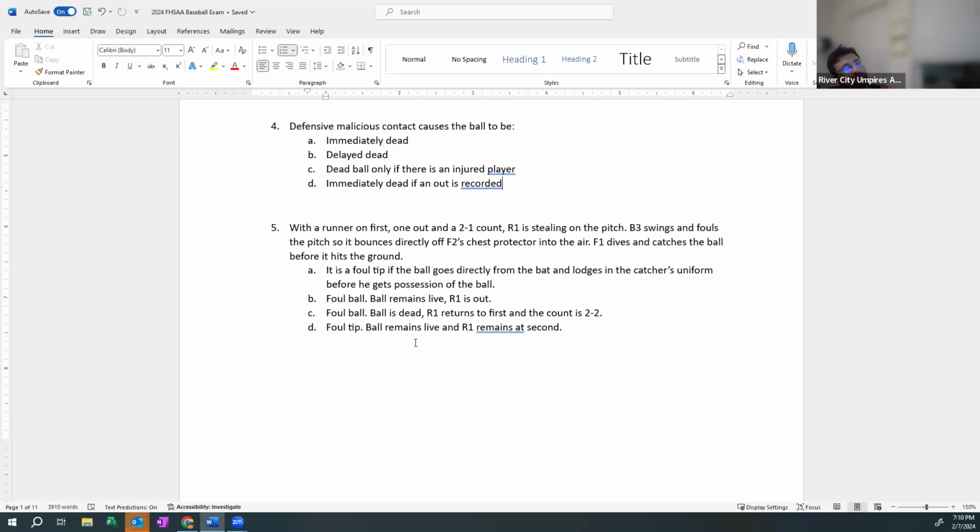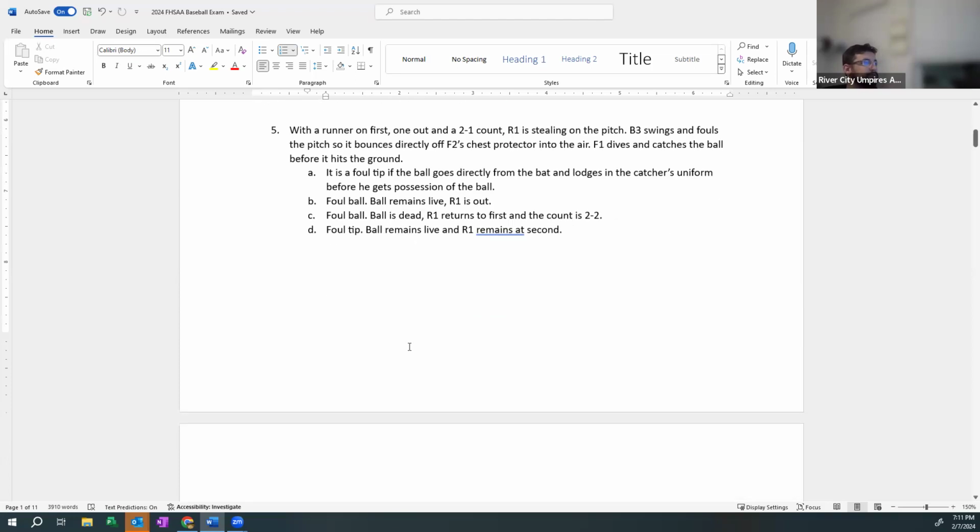Right? And so if we're using our test taking skills, since it cannot be A or D, because it's not a foul tip, now you're looking at B or C. Is there any situation where a foul ball is live? No. Can't be foul if it's live. If it's live, it's live. If it's foul, it's dead. So it has to be C.